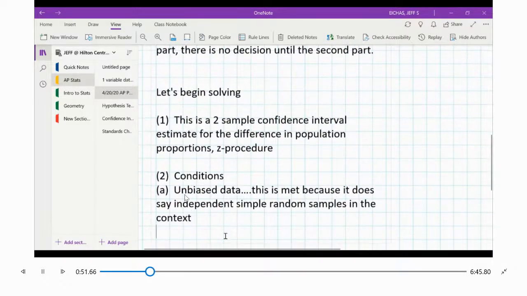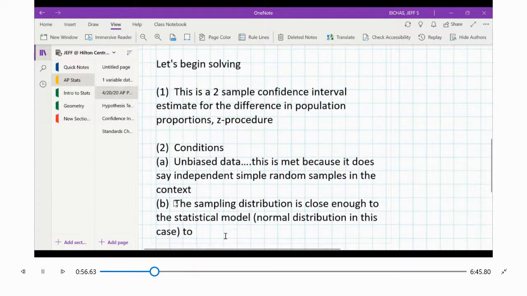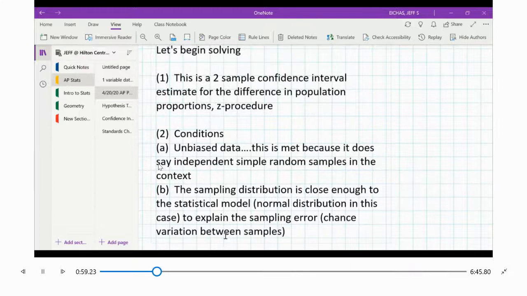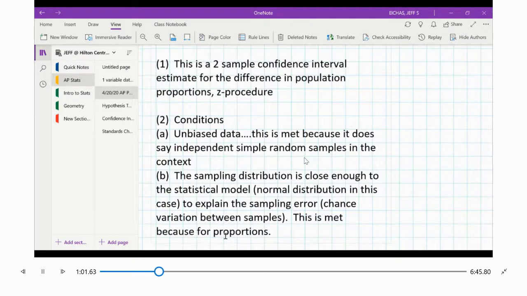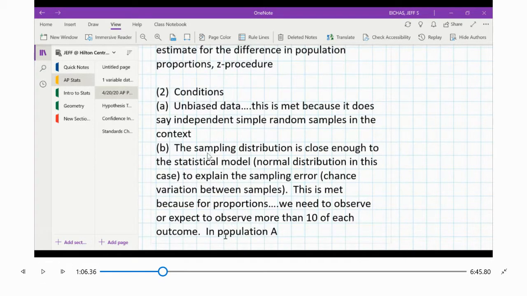procedure. Okay, conditions. Unbiased data, independent simple random samples. Now that's because it's two samples. So they have to be independent and simple random samples. Okay, this one's pretty standard. The sampling distribution has to be close enough to the model that we're going to be using. In this case, it's normal to explain the sampling error. All that means is, as you take different samples, there's going to be variation between those sample statistics, just naturally because we're sampling. It's not a whole population.